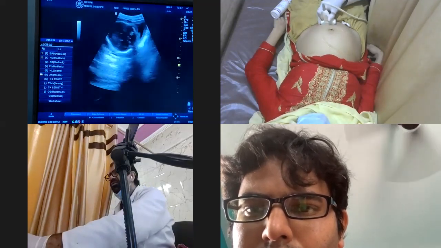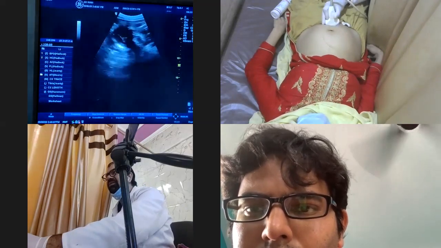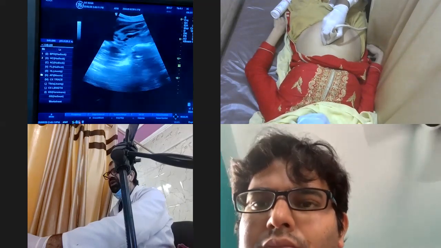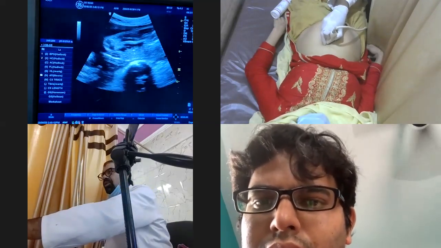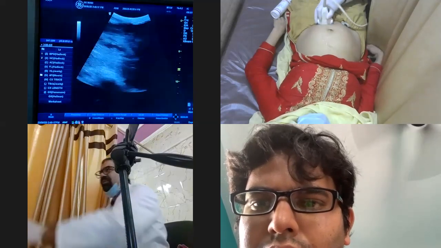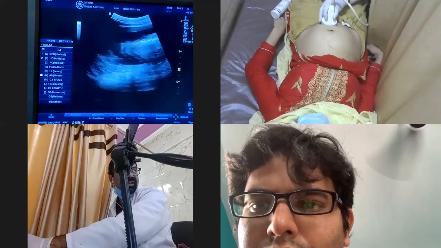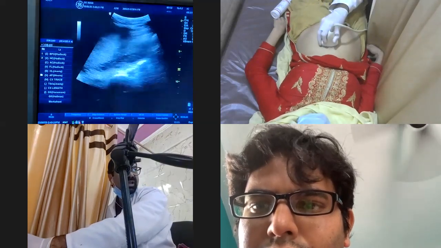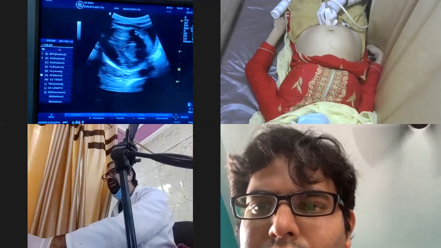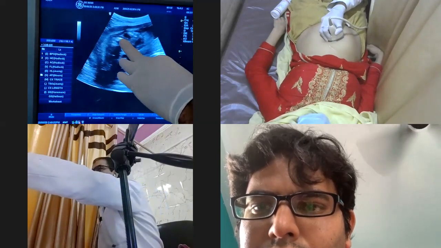Then we showed you how to take the biparietal diameter and the head circumference. Now going up, what about the femoral length? Now see, this is the femur over here. Now see my hand. The head is over here. If the head is over here, where will the femur be? Here, right? So again, showing you the head over here and the femur will be here. So this is the femur.